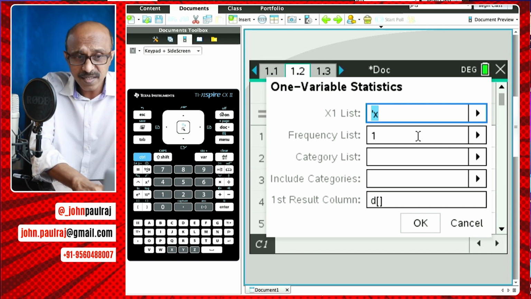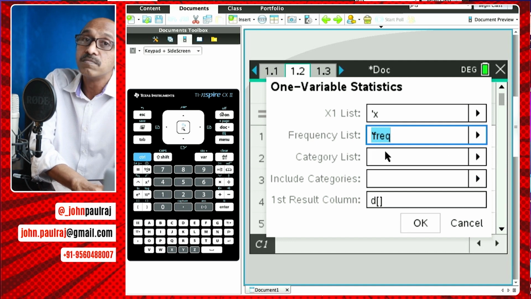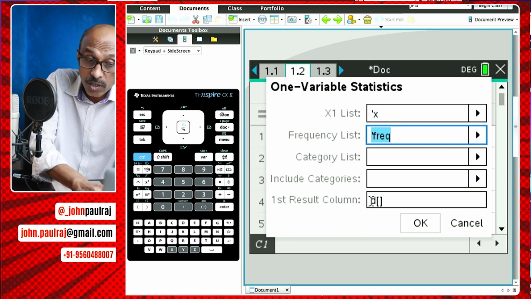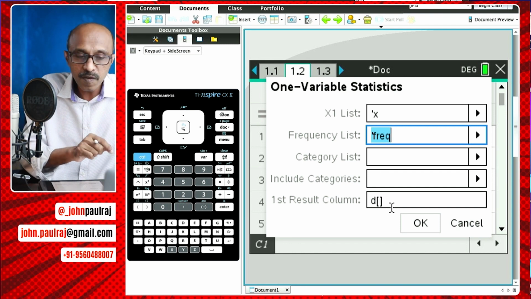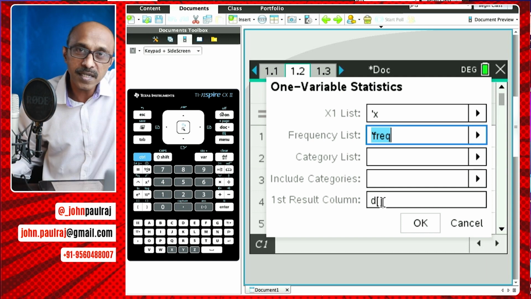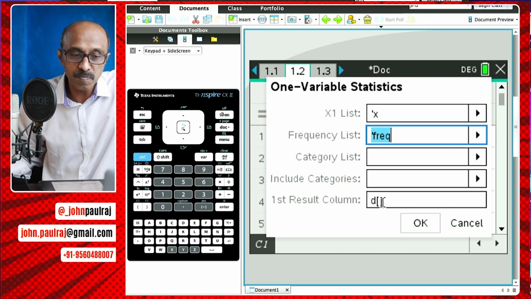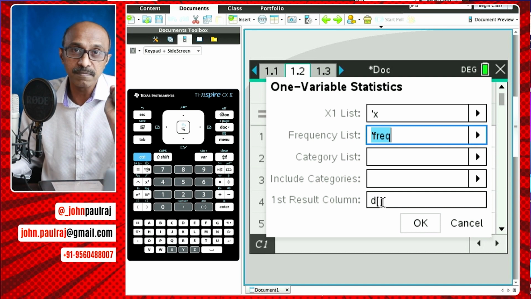Frequency, that's the frequency, right? The frequency list comes from a list or a column that we call FREQ. Then this is also important, the first result column. That means the calculator is asking where it should display the results. If you don't specify the correct column, meaning we've entered the data in two columns, column A, column B, the first column that is free without any entry is C.